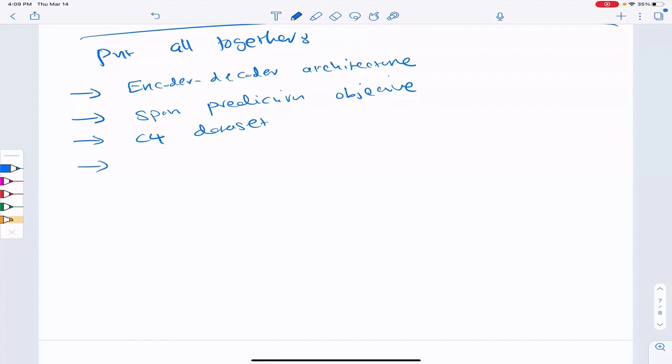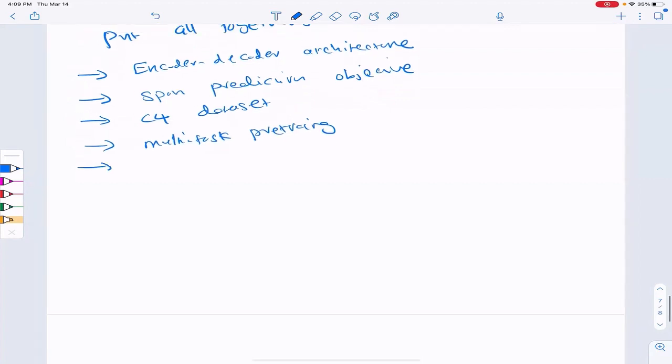For their pre-training, they use multitask pre-training, meaning that because they have this task prefix, they can put all of the tasks together and pre-train according to all of them. And the final message is that bigger models trained longer work better. These are the top messages, the highlights of their experimentations, and it worked pretty well for them.